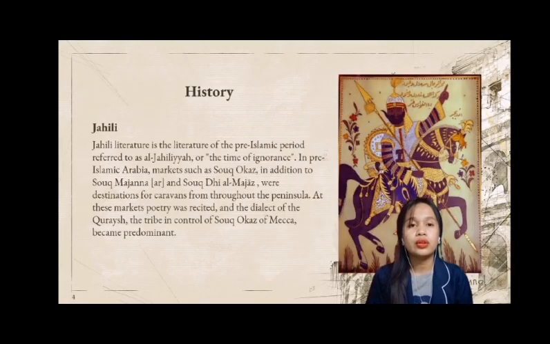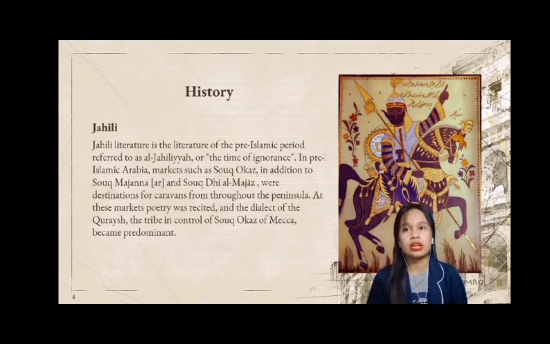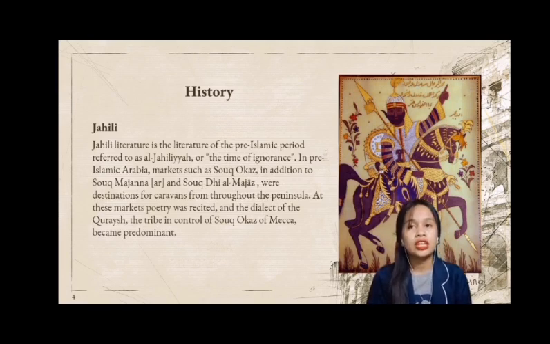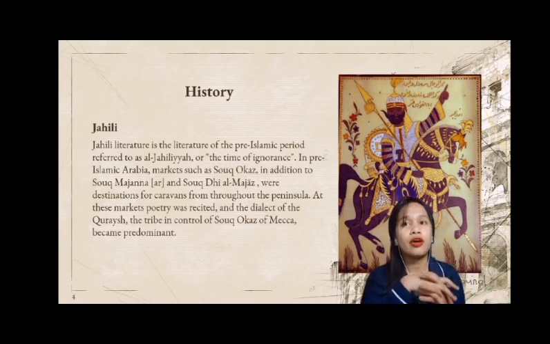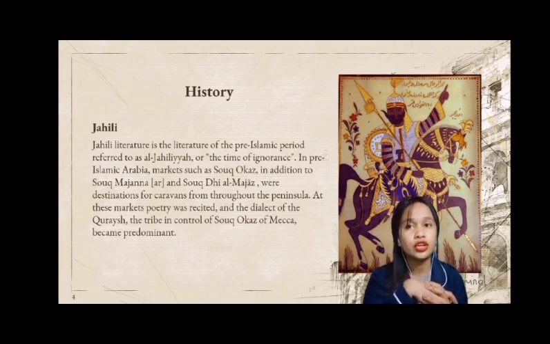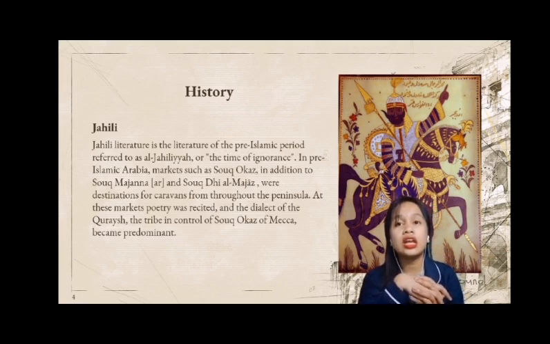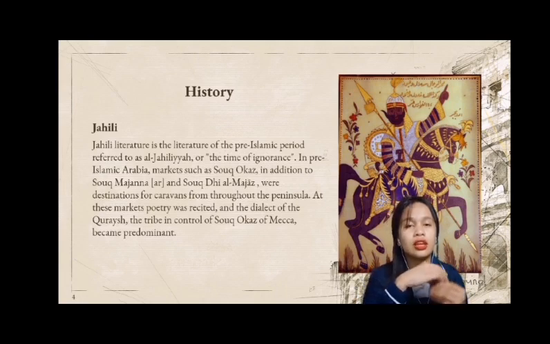So we are going to discuss now the history of Arabic literature. The first part of the history was all about Jahili. Jahili literature is the literature of the pre-Islamic period. This is the pre-Islamic period, referred to as Jahiliya, or the time of ignorance, meaning wala pa masyadong alam.